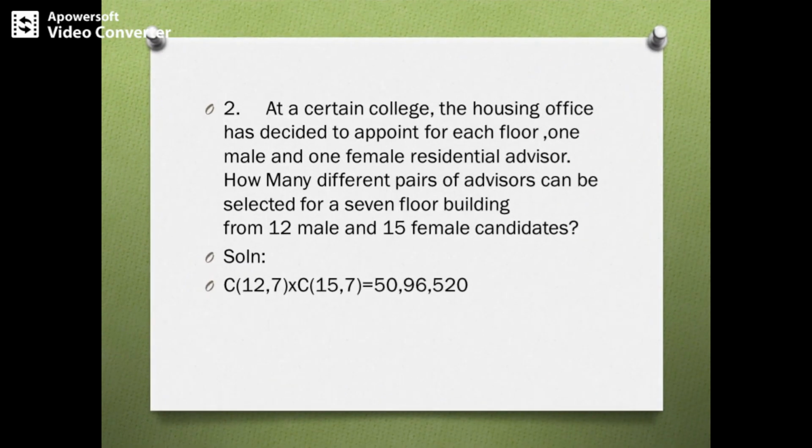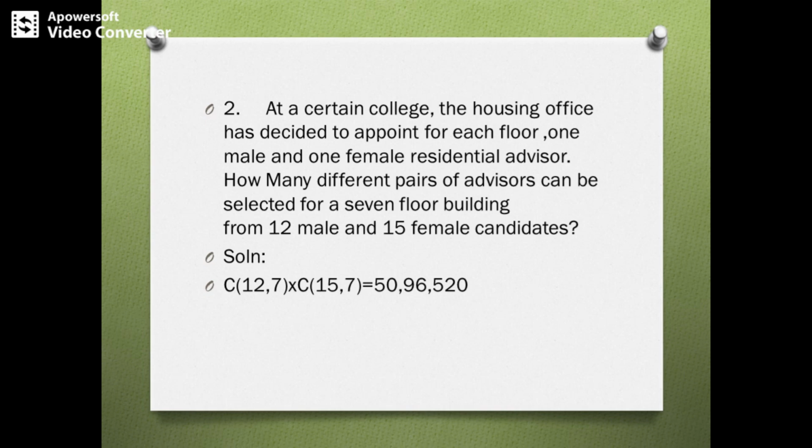The next question. At a certain college, the housing office has decided to appoint for each floor one male and one female residential advisor. We are supposed to find out different pairs of advisors which are possible for 7 floor buildings from this total set of 12 male and 15 female candidates.